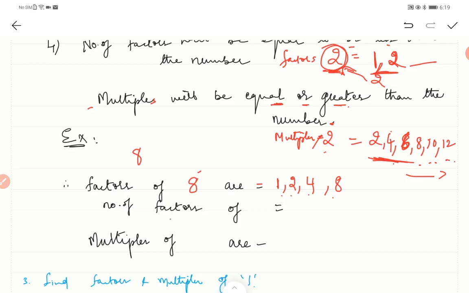The number of factors is 4. So the number of factors is limited, that is, they are finite. They are fixed in number.